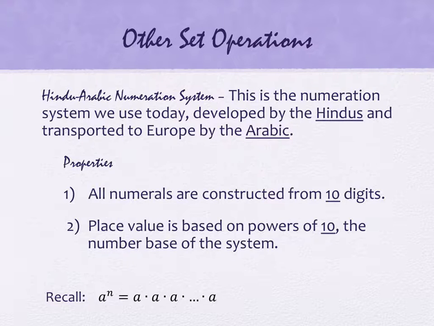Place value is based on powers of 10, which is the number base of our system. And it's exponential. Remember that a to the n is a times a times a, and so forth, n times. That's what it means. So when we have our number system, we have a tens place and a hundreds place and a thousands place and so forth. Those are all 10 to a power.